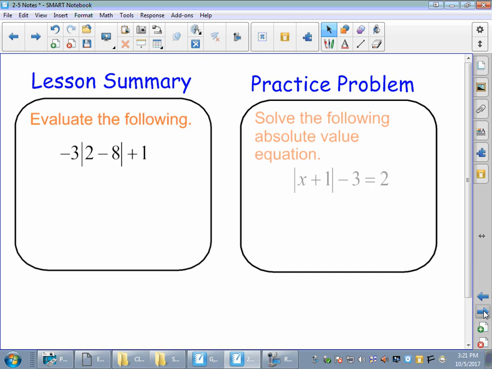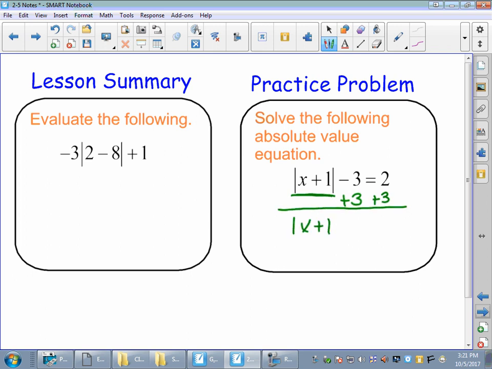All right, so give it a shot here. I want you to evaluate that first problem using the order of operations, and then I want you to solve this absolute value. Now, I will get you started on this one. I didn't show you any where there was a number with the absolute value. So before you write it into 2 separate equations, we need to isolate the absolute value. We need to get this thing by itself. And so I'm going to add 3 to both sides first. That gives me the absolute value of x plus 1 is equal to 5. And then from there, you should be able to write your 2 equations. Good luck.